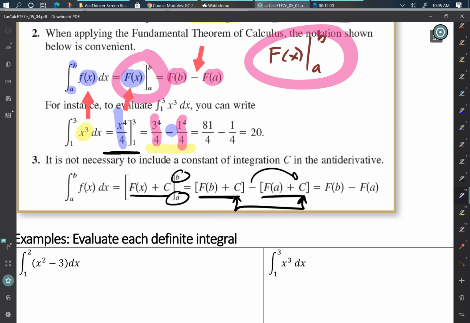Okay? And then everything to the right of that over here, that's just the math that's involved. And so 81/4 minus 1/4 is 80/4, which is 20. And we found the value of the definite integral. Now, given that our cubic function is entirely positive on the interval 1 to 3, you could make the argument that that 20 represents the area bounded by that curve. Or you could just say the value of the definite integral is 20. All right, so let's do an example.